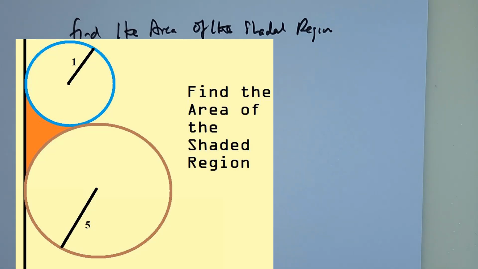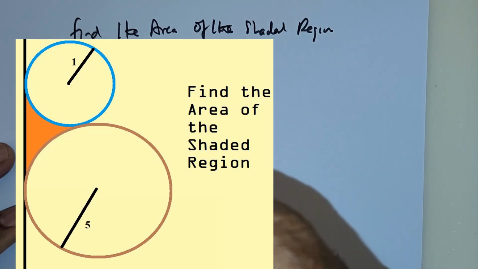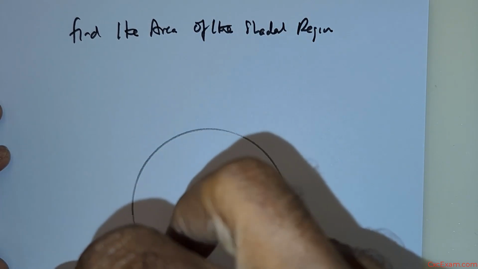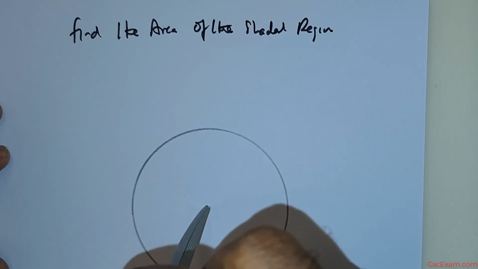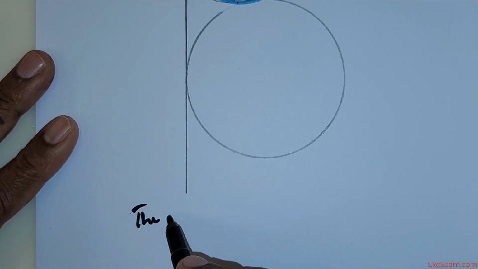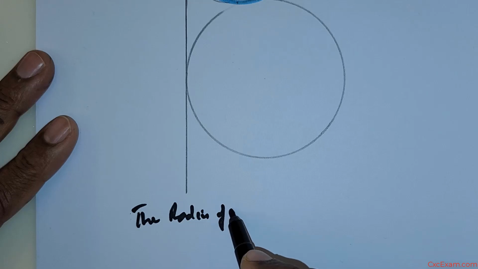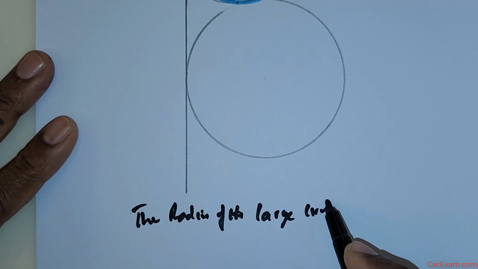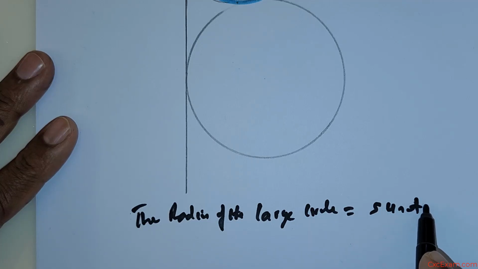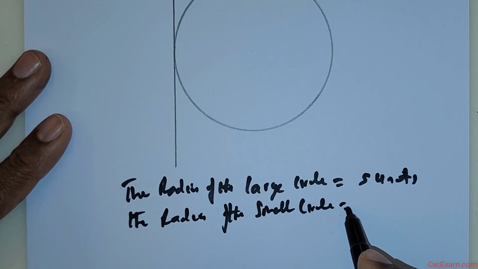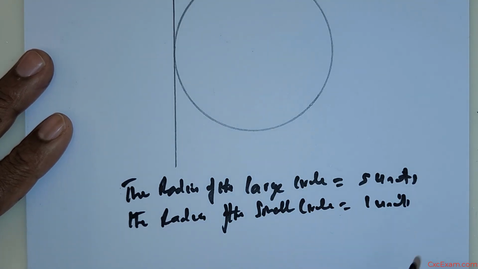Okay, we are expected to find the area of the shaded region. Foremost, we need two circles. So we have a circle. Now we've been given the following information. The radius of the large circle is 5 units and the radius of the smaller circle is 1 unit. Figure not to scale.